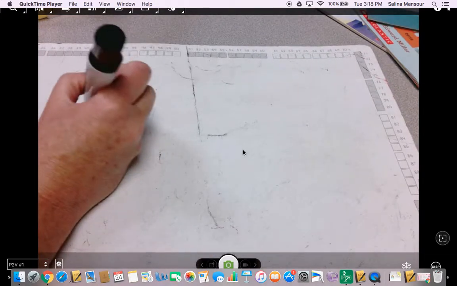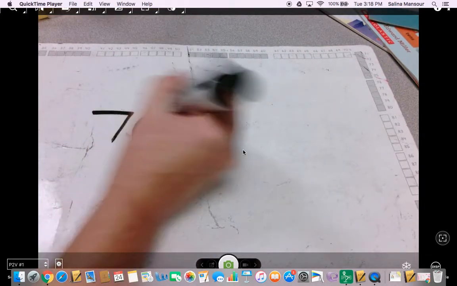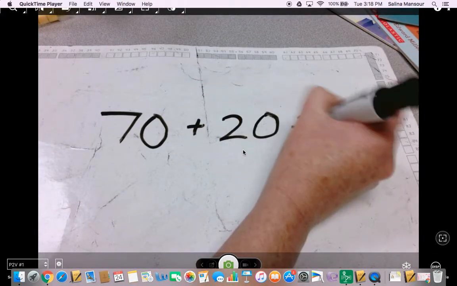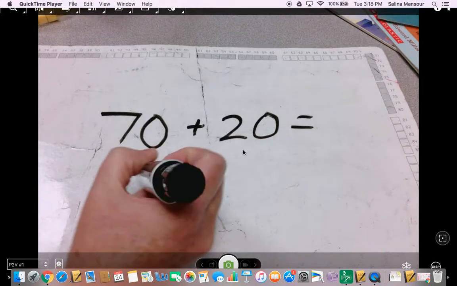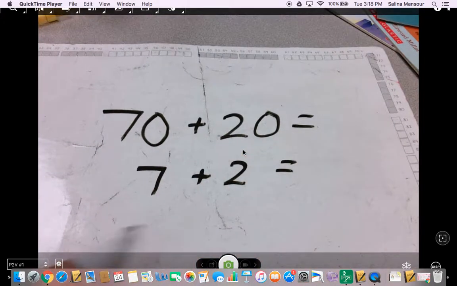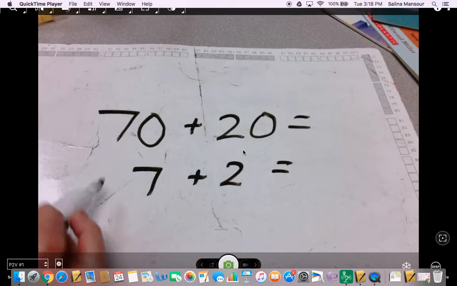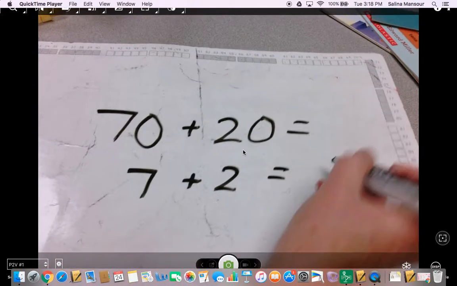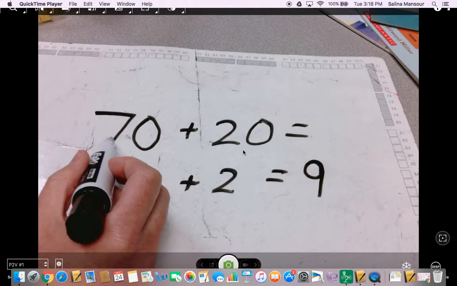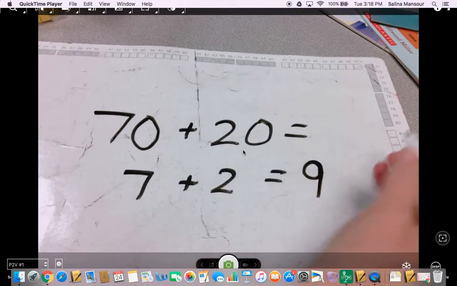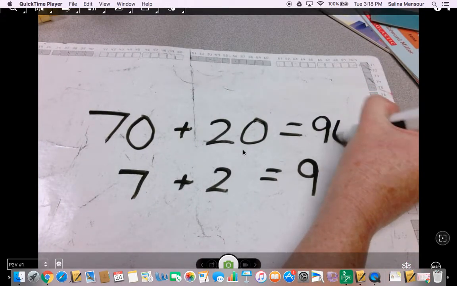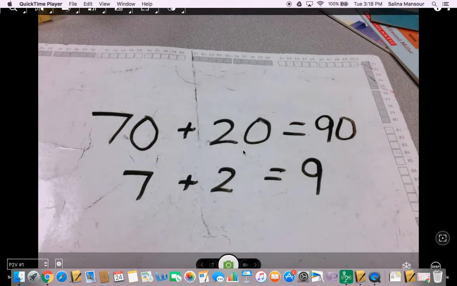So they might have something like this, 70 plus 20 equals, and then underneath it have something like 7 plus 2 equals. Our hope is that the children are making the connection that 7 ones plus 2 ones equals 9 ones. Likewise, 7 tens plus 2 tens equals 9 tens, which is 90. I'll show you in a different color.